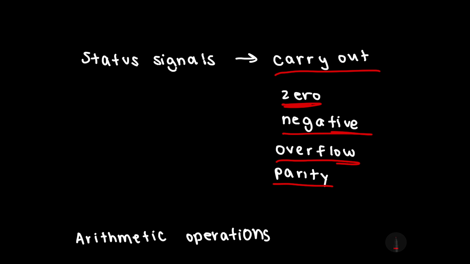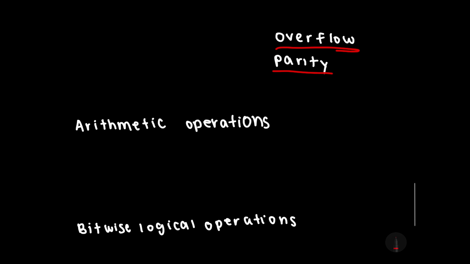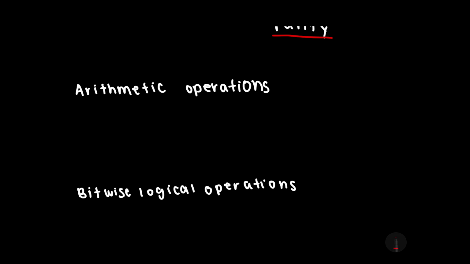0 indicates all the bits of Y are 0. Negative indicates that the result is negative. Overflow indicates that it's exceeded the numeric range of Y, and parity tells you if it's even or odd in logic 1. So what can the ALU do?